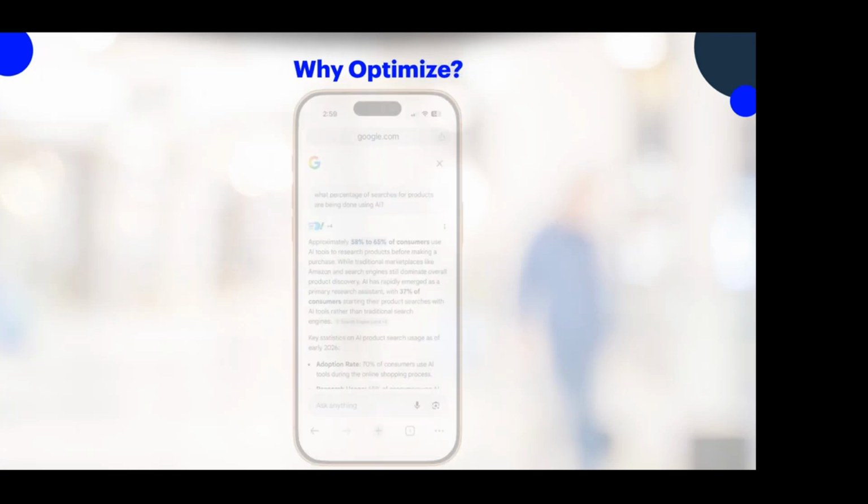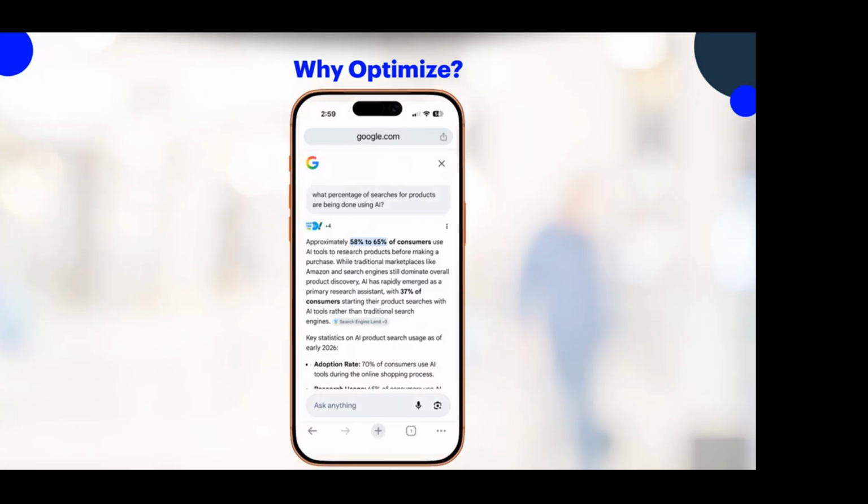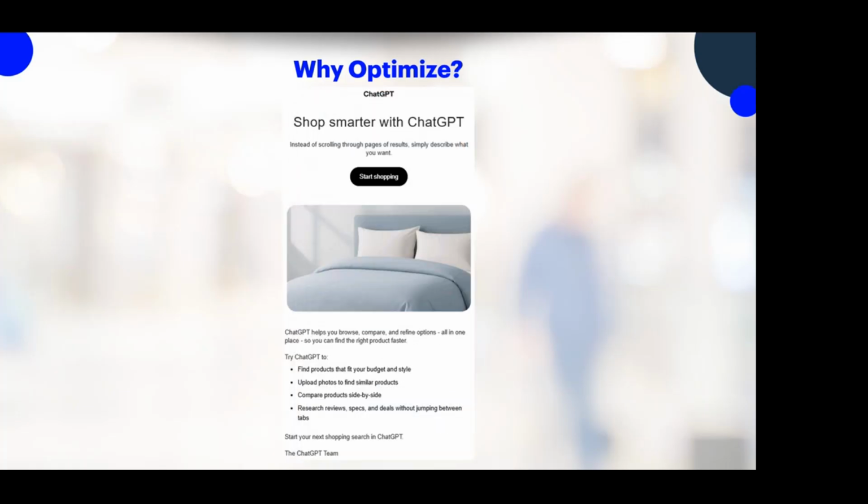Now, you're asking yourself, well, why do I bother optimizing? And the big thing is AI is not slowing down. It just keeps getting bigger and bigger. And we're seeing that in consumers. Up to 65% of consumers are now using AI as part of their journey, and a lot of them are open to using it for more and more things. We're seeing this now because companies like ChatGPT are starting to encourage people to go there to do their shopping journeys. So this is moving from some people doing it to the AIs actively trying to recruit people to use their services.